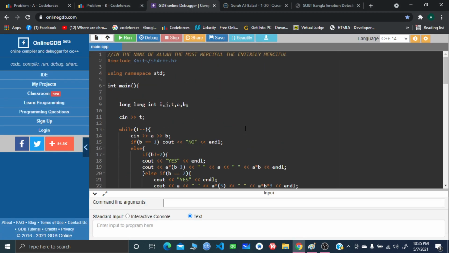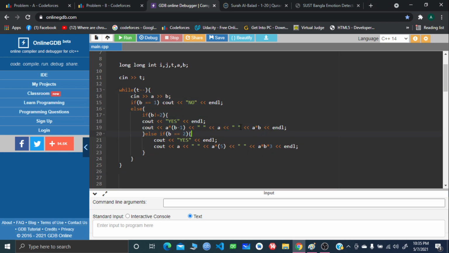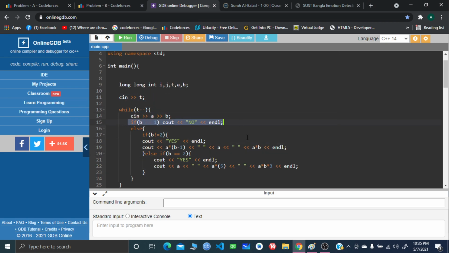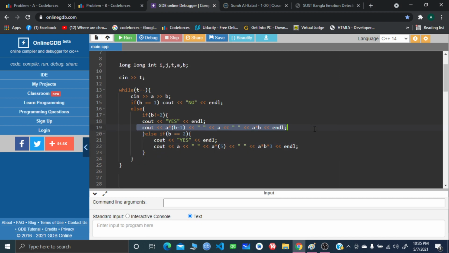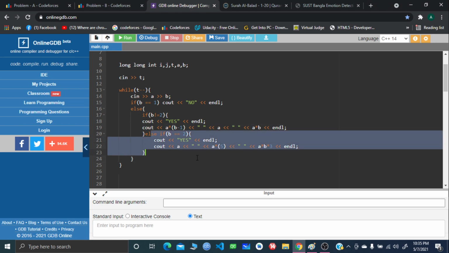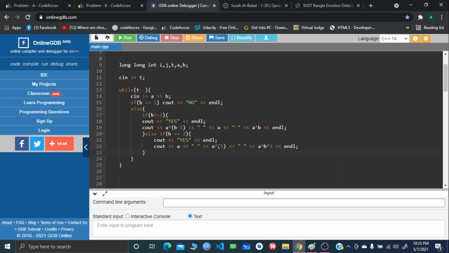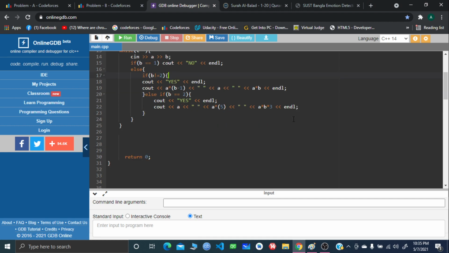Let me take you to the code section, taking a and b as input. If b is equal to 1, the answer is no. If b is not equal to 2, it's the generalizing case, which I have already talked about: a times b minus 1 and then a times b. And if b is equal to 2, then just output yes, and then a times 1, and then a times 5, always, because we are actually multiplying by 3. 3 times 2 is 6. I know that one will be 5 and the other would be 1. So 1 plus 5 equals 6. That's why we're dealing with it like that.